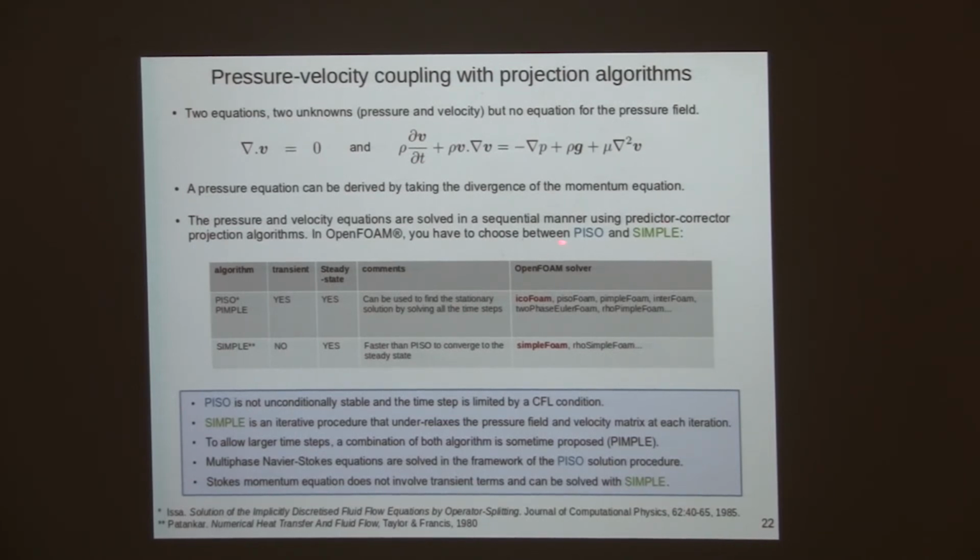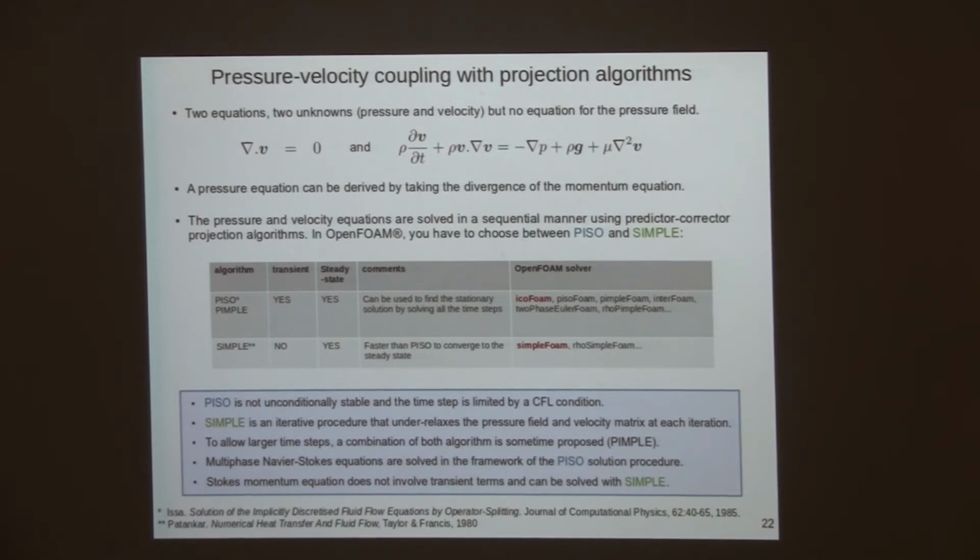So, what are these two differences if you are in front of your computer and the code asks you whether you want to use PISO or SIMPLE? What should you use? First thing you have to know, PISO is for transient, SIMPLE is for steady state only. So if you have a transient problem, you definitely want to use PISO. You don't discuss, you want to use PISO. If you have multi-phase flow, it means that you are transient, so you want to use PISO.